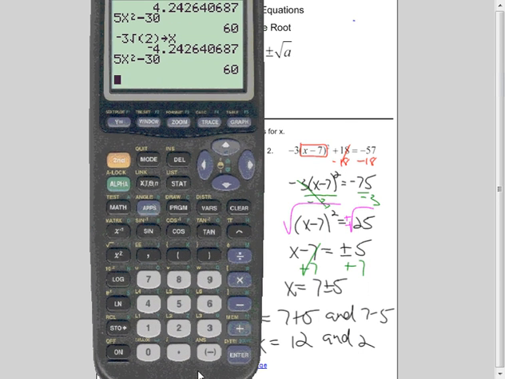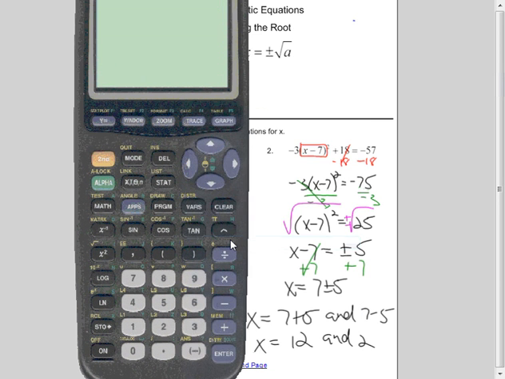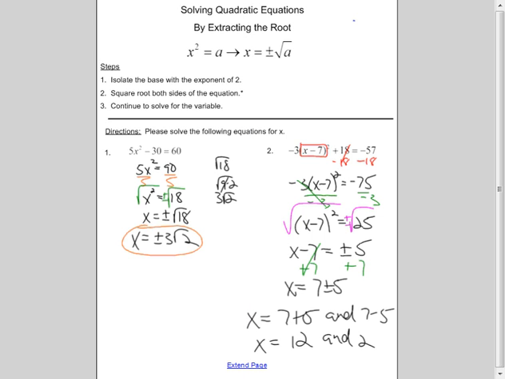Again, I could check those answers on my calculator by simply storing them for the value of x, 12 store x, and then typing the original problem, negative 3 times quantity of x minus 7 squared plus 18, and hoping that the result when I hit equals is negative 57, and it is. Similarly, for 2 store x, I can just do second enter to bring back the expression, and hopefully I get negative 57 again, and I do. Therefore, I feel very confident about both of these answers.